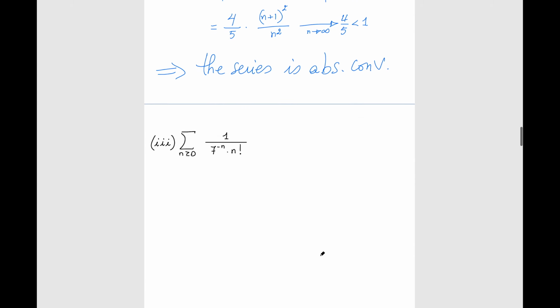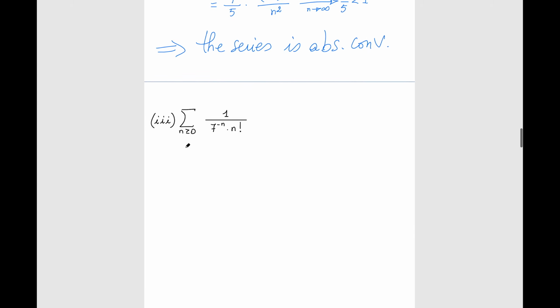All right, part three. So now the terms look like this. This is an, and by the way, we can rewrite an as 7 to power n over n factorial, right? Remember, n factorial means n is a natural number here. This means 1 times 2 times 3 all the way to n, right?